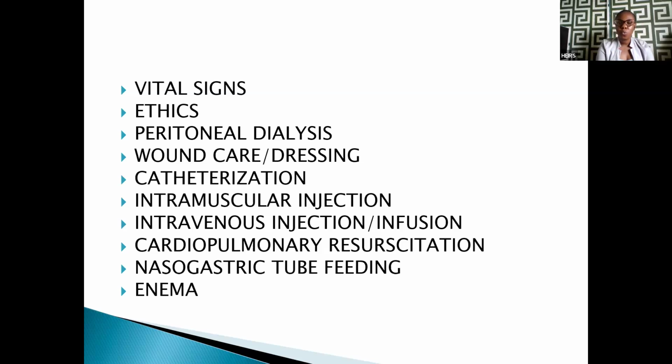Then some patients will need wound care and wound dressing done at home. Some patients will need catheterization. I know we've already had a lecture explaining catheterization procedure. For some patients, you may need to give intramuscular injection. That's injections that goes into the muscles. May go into the bum, may go into the shoulders, may go into the thigh. And some patients may also need intravenous injections or infusion. So a patient may already be on medications in the hospital and then is sent home to continue the treatment at home. So you may be the care personnel that will be instructed to administer such.